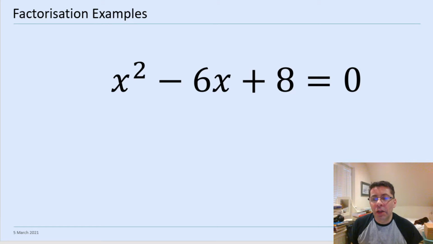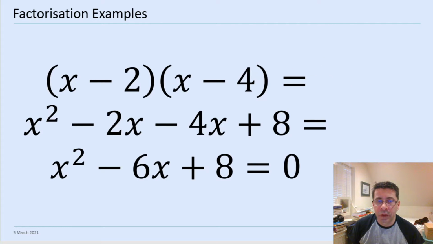So let's look at another example. x squared minus 6x plus 8 equals 0. This is how we factorise. So firstly, what we need is two numbers that times together to make plus 8, and also they have to add together to make minus 6.